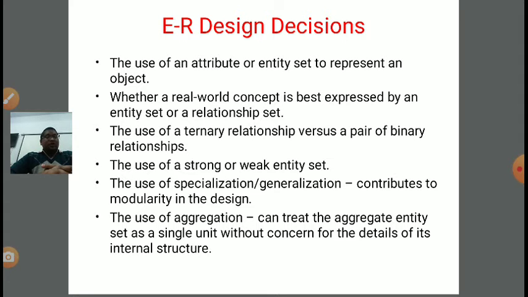Next is the use of a ternary relationship versus a pair of binary relationships. It means we need to use a ternary relationship, or we need to include some new entity and convert that ternary relationship into a combination of various binary relationships. That is a decision we need to pick.